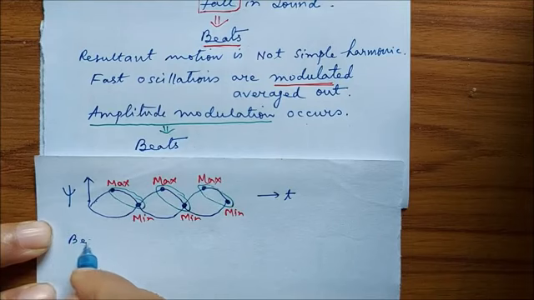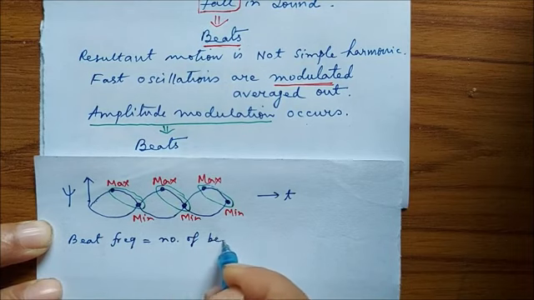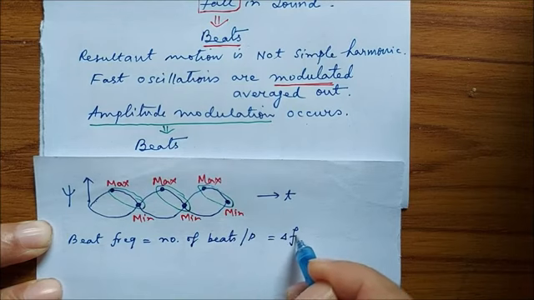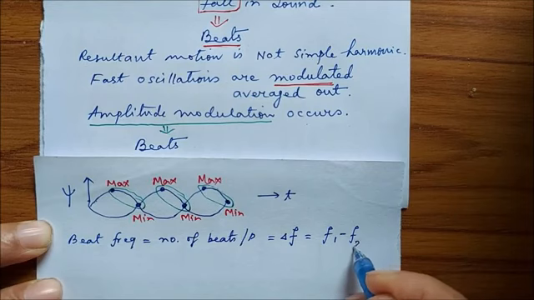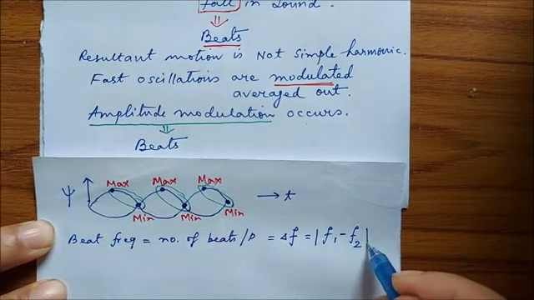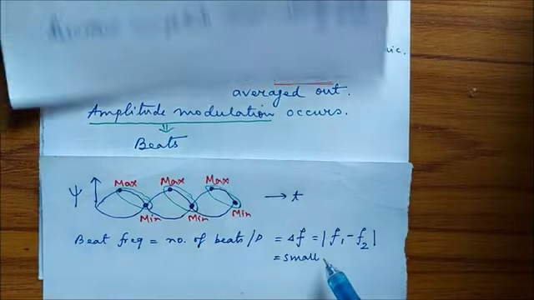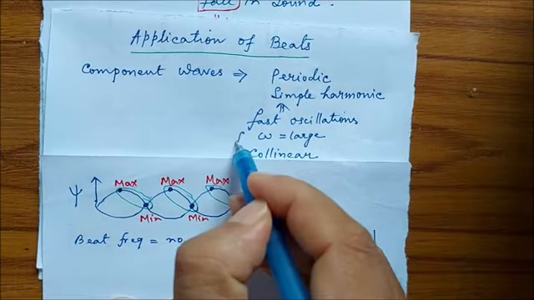And the beat frequency, which is number of beats per second, let us denote by delta f, is the difference between the component linear frequencies, and obviously this is small compared to the individual frequencies, that is the fast oscillations.